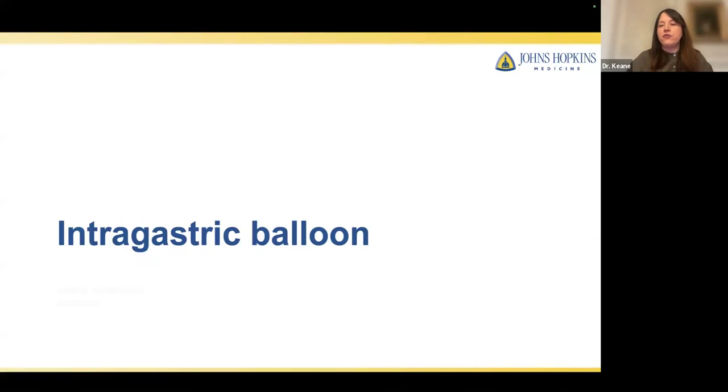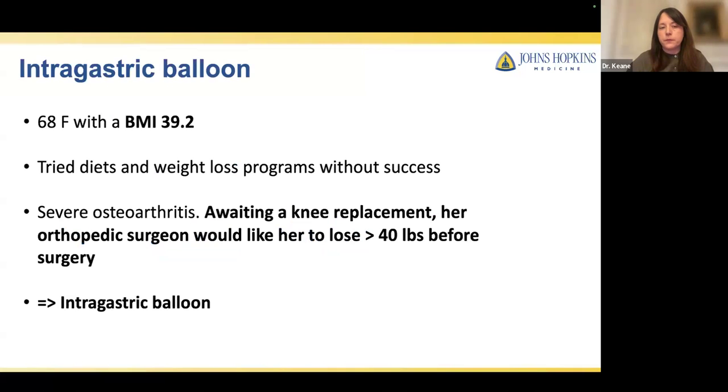So let's talk about the intragastric balloon first of all. And sometimes it's helpful to think about this in the context of a patient. So this was one of my patients. She was a 68-year-old woman with a BMI of 39. She tried multiple diets and weight loss programs in the past without success.